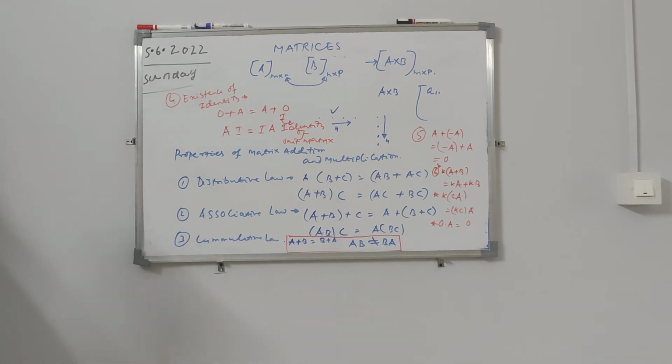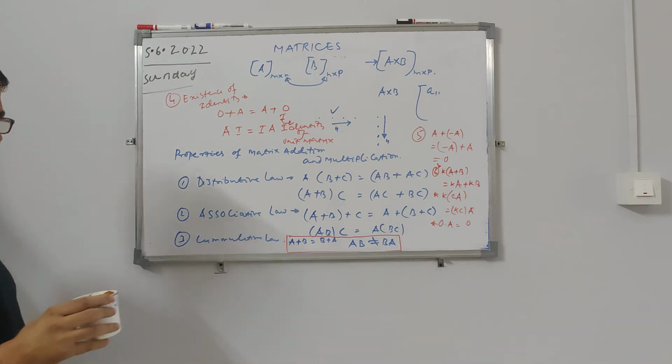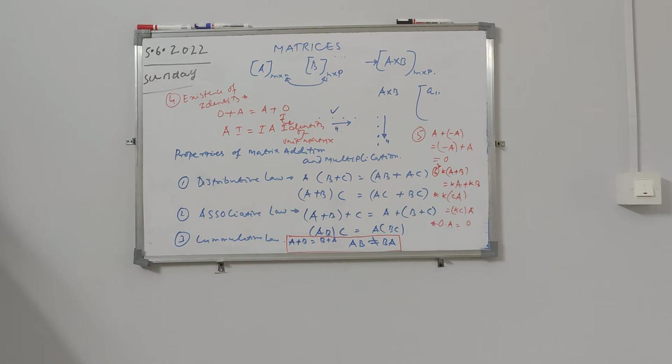So now we have covered different types of laws. You can take a picture. So, distributive law, associative law, commutative law, and matrix multiplication is not commutative, and then existence of identity. When you multiply an identity matrix or unit matrix with a matrix, AI, it will obey the commutative law. So we are left with some more laws.